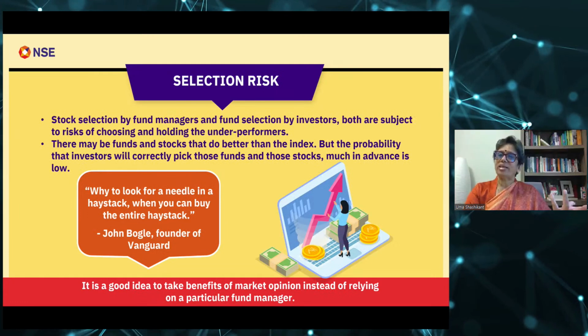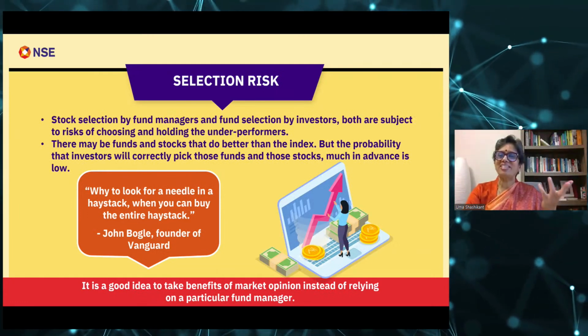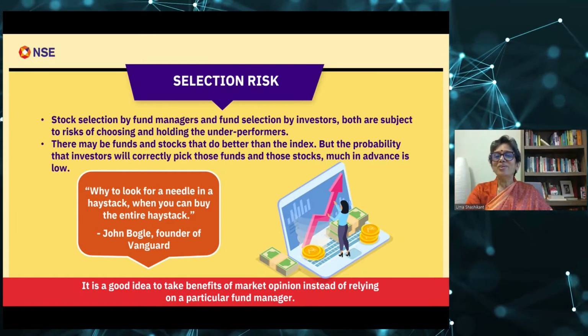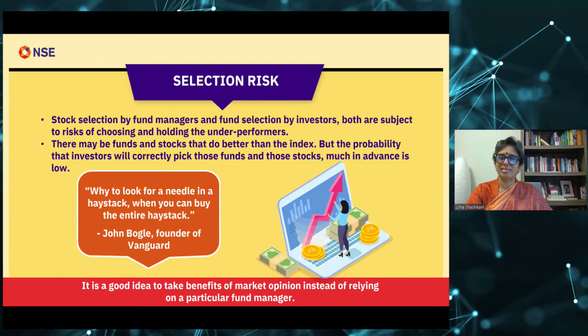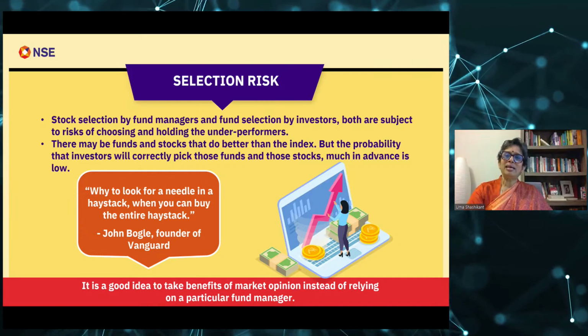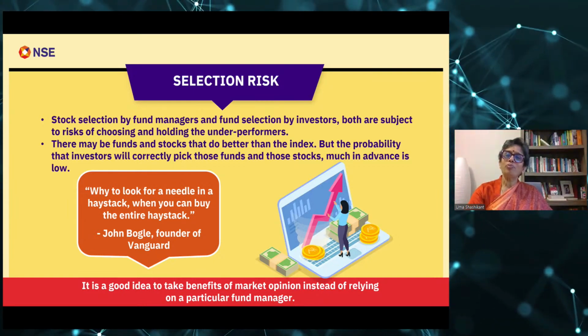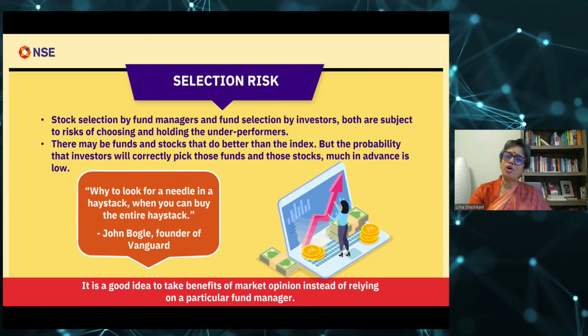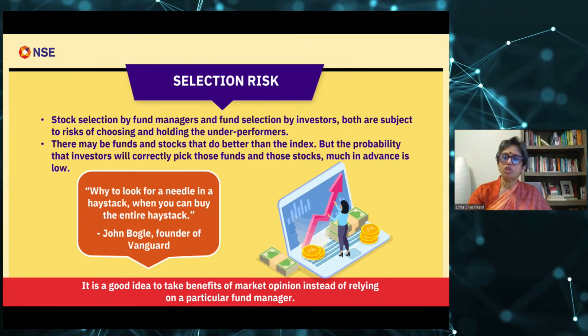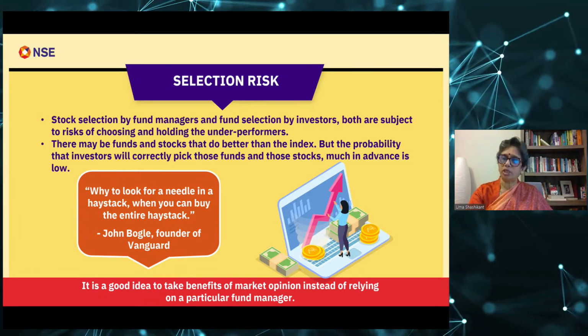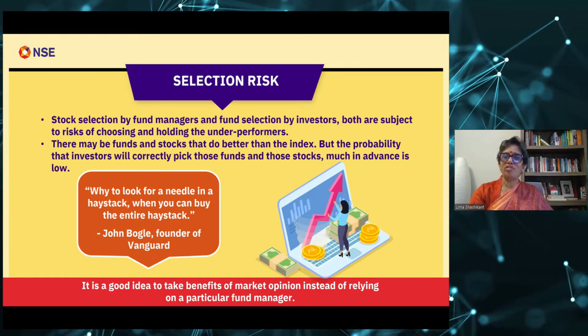This we have discussed already. Who could say it better than John Bogle, who said, why do you want to look for a needle in a haystack when you can buy the entire haystack? So the idea is really this, that there is a ready portfolio of well-traded top stocks, which are blue chips, which is available as one product. You don't have to buy these 50 stocks individually. You buy the index, you will get all of these, right?